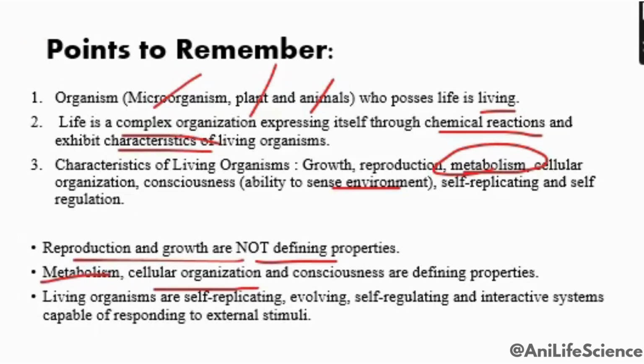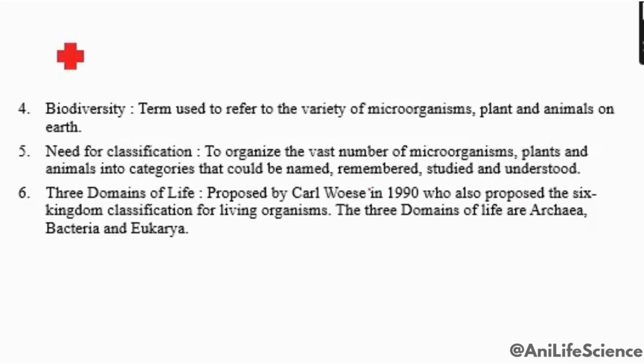Next is biodiversity. Biodiversity refers to the variety of all microorganisms, plants, and animals on Earth. To make sense of this enormous variety, scientists classify living organisms into groups. This helps us name, remember, study, and understand them more easily.